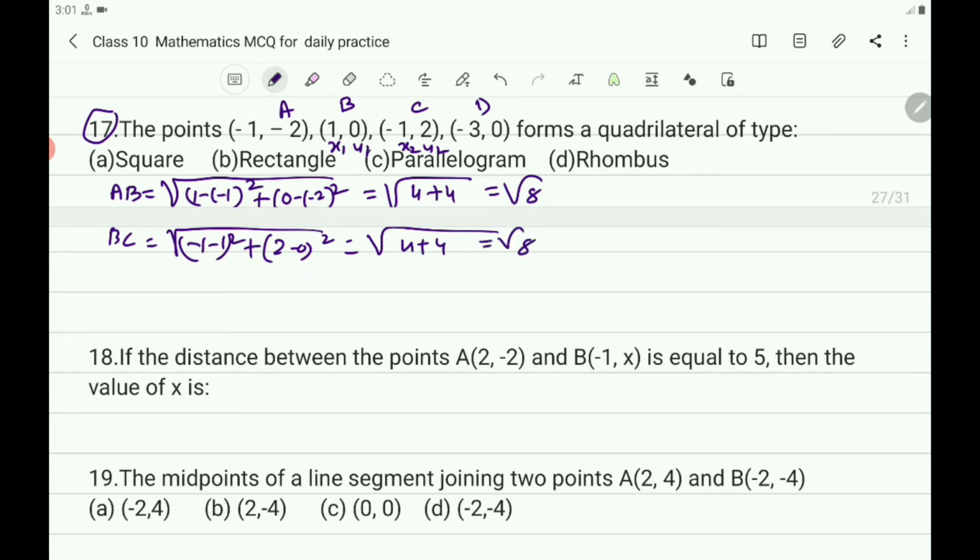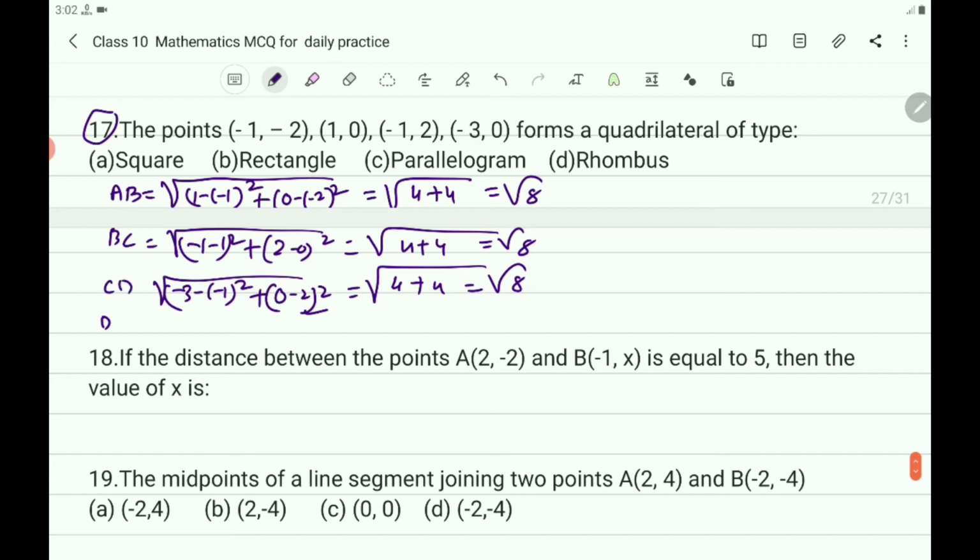Then next you take CD. Consider this is x1, y1, x2, y2. Then here x2 minus x1 means minus 3 minus minus 1. Minus 3 minus minus 1 whole square plus 0 minus 2 whole square. That is minus 3 plus 1. Again you will get minus 2. Minus 2 whole square 4. 4 plus 4 is 8.